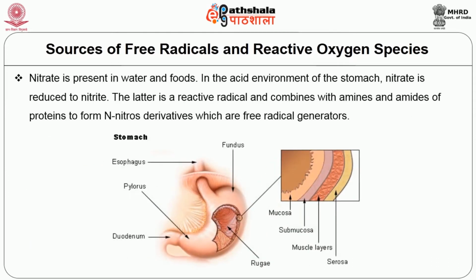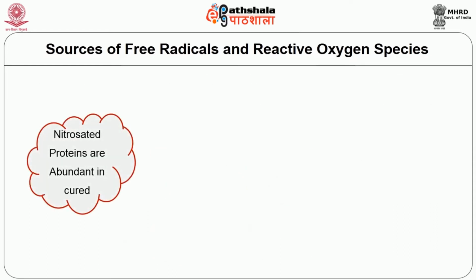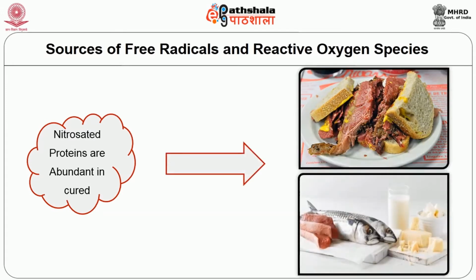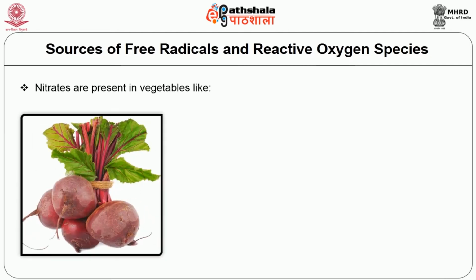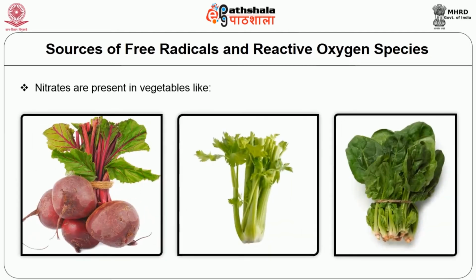Nitrate is present in water and foods. In the acid environment of the stomach, nitrate is reduced to nitrite. The latter is a reactive radical and combines with amines and amides of proteins to form N-nitroso derivatives, which are free radical generators. Nitrosated proteins are abundant in cured and smoked meat, fish, and milk products. Nitrates are present in vegetables like beetroot, celery, and spinach as well.